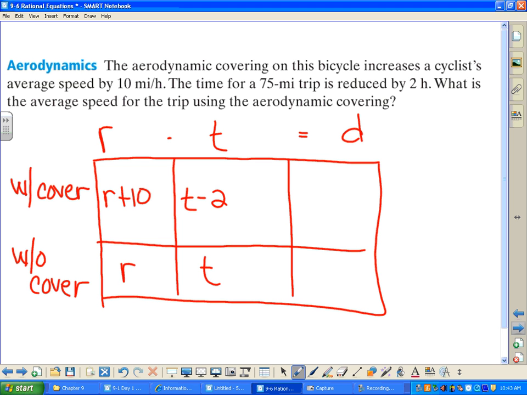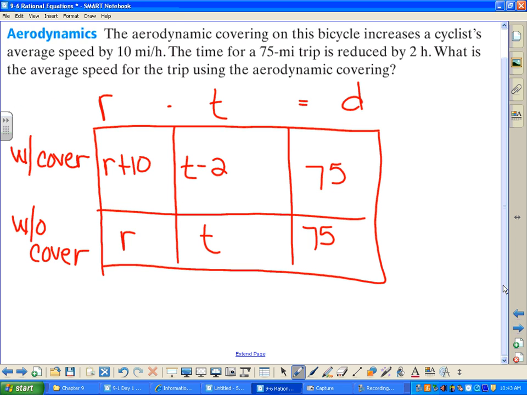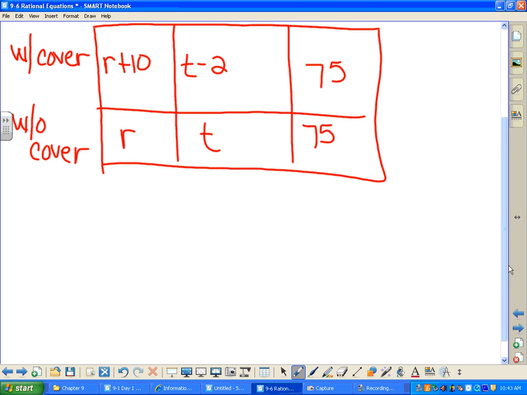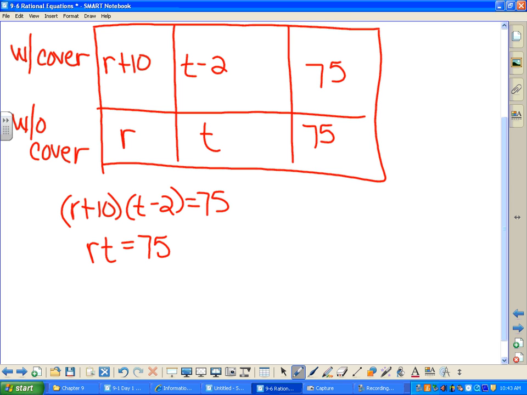Zach? Yeah, the 75 is just the distance, isn't it? It's 75 miles, both with and without the cover. So it's 75 there and 75 there. As soon as you've got that chart filled out, you can really get two equations. One equation is r plus 10 times t minus 2 is equal to 75. And the other one is r times t is equal to 75.